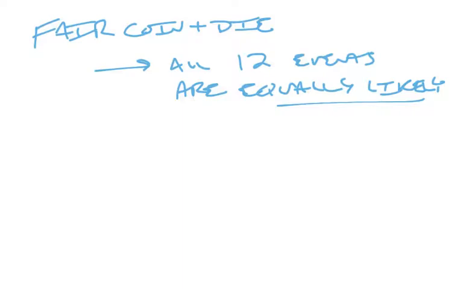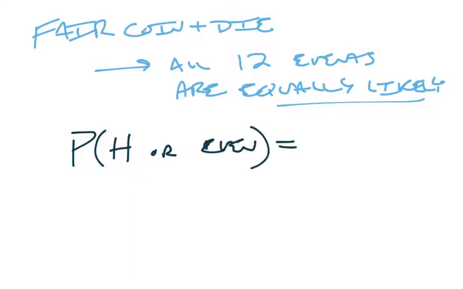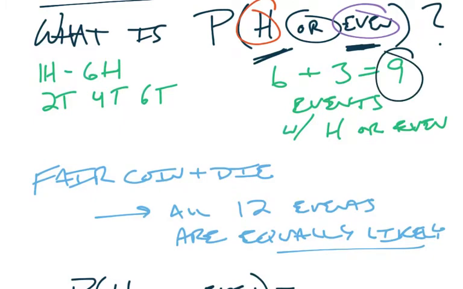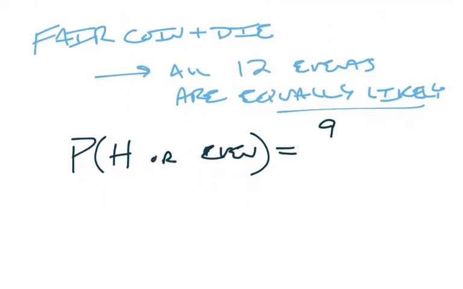You just take the number of events that you're looking at and divide it by the total number of events in the space, which is 12. All right, so the probability of heads or even. How many events were heads or even? That was 9 events. And there are 12 total events. All right, so this is going to be 9 out of 12. That's 3/4. Right, 75%, if you like to think of it that way.